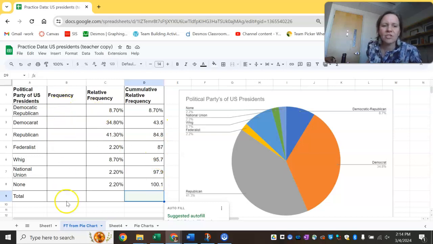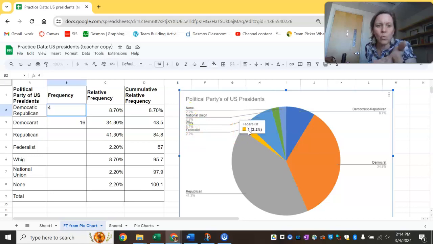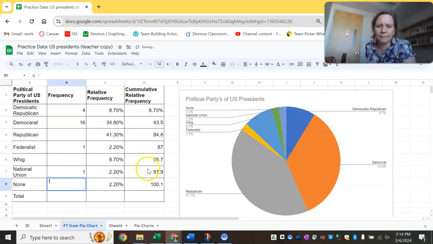But I do want to go back and just do the counts. So the counts are for this data. And the nice thing with a pie chart is if you're not on editing mode and you click on a section, you'll notice it pops out the percent as well as the number. So for Democrats, that was 16. And so I can go in this box and type 16. And Democratic Republican was 4. And then the nice thing is I have a bunch of them at 2.2%. So if I figure out that's 1, all of these ones that had 2.2%, they had counts of 1.